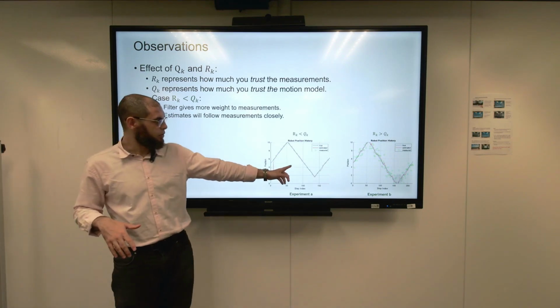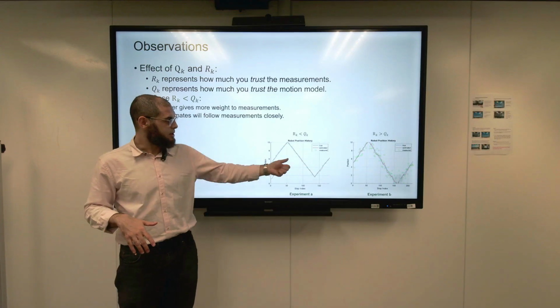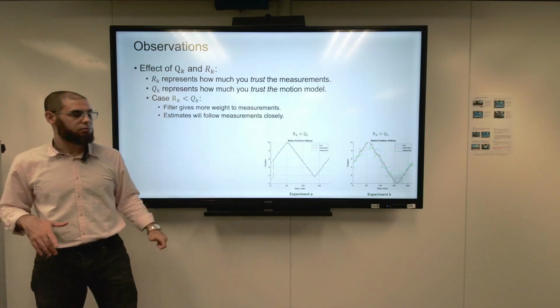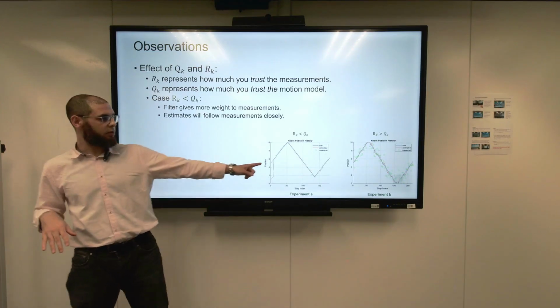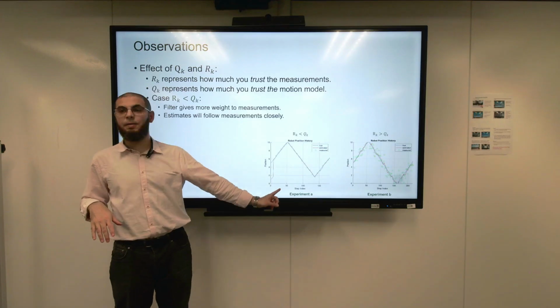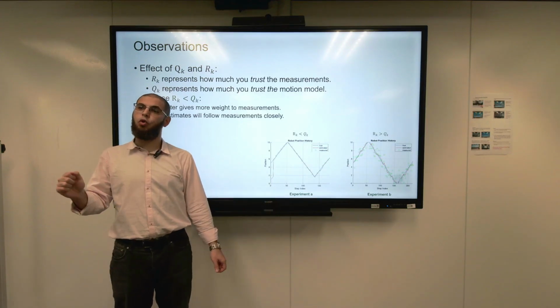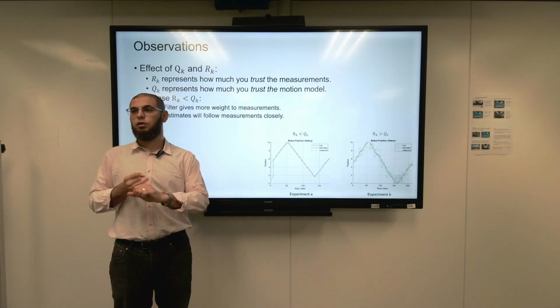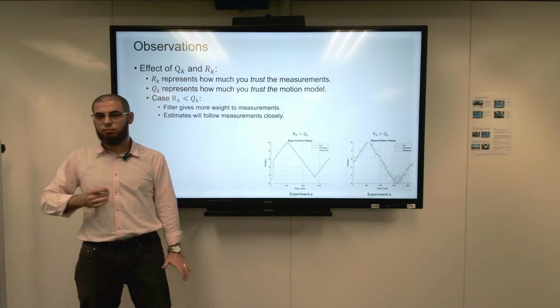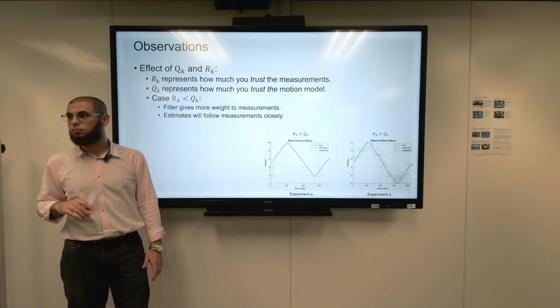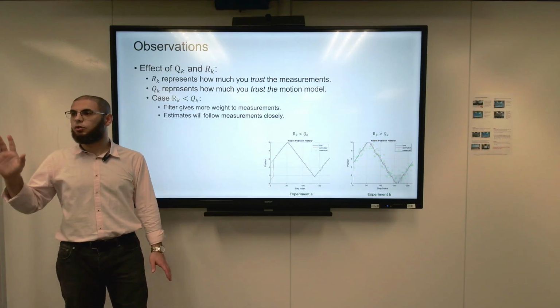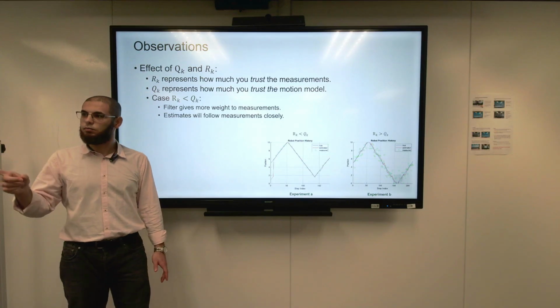In this scenario, it's trusting more which? The state transition model or the measurement model? So in experiment A, is it trusting more the state transition model or the measurement model? Okay. Think about it first. Who says the state transition model? One?